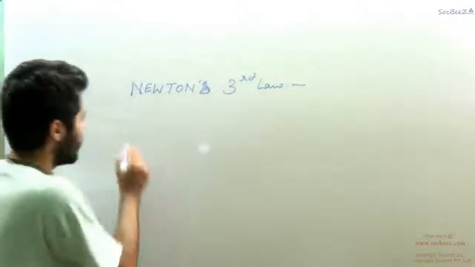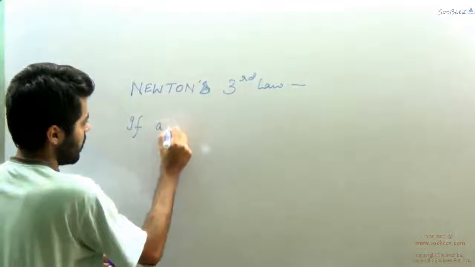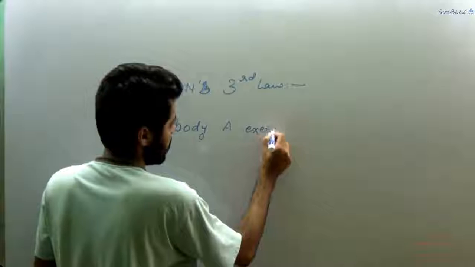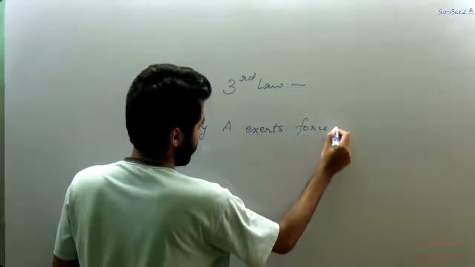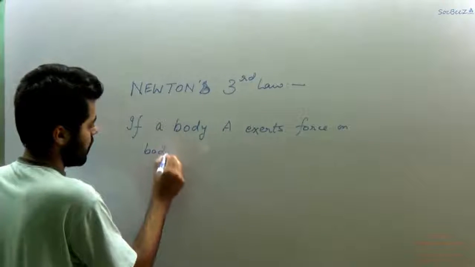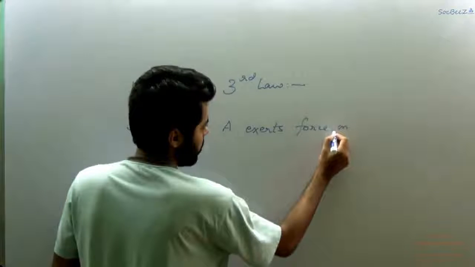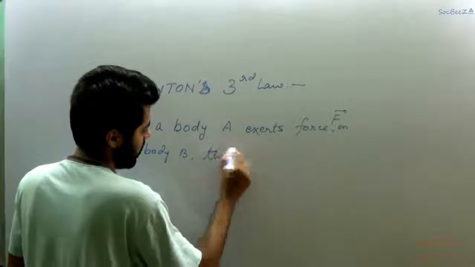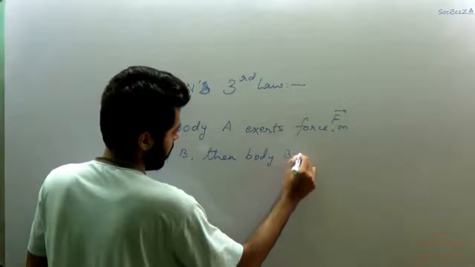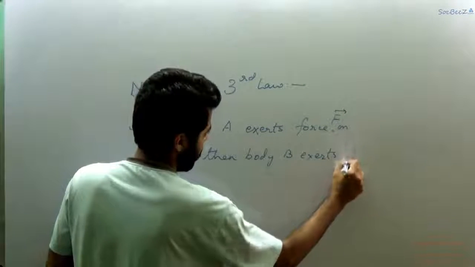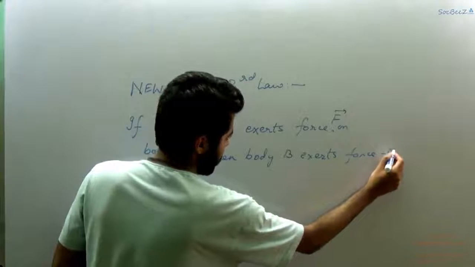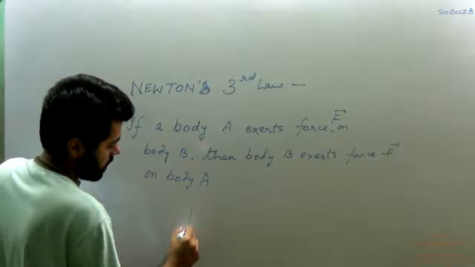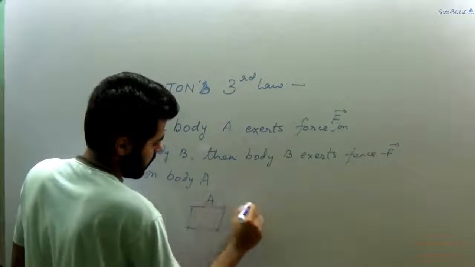Or in other words, suppose a body A exerts a force on body B, and this force is of magnitude F. Force F on body B, then body B exerts force minus F on body A. This is body A and this is body B.